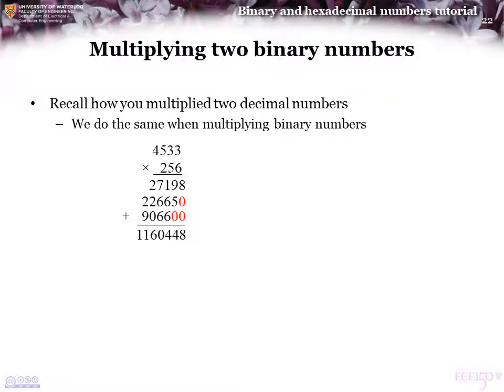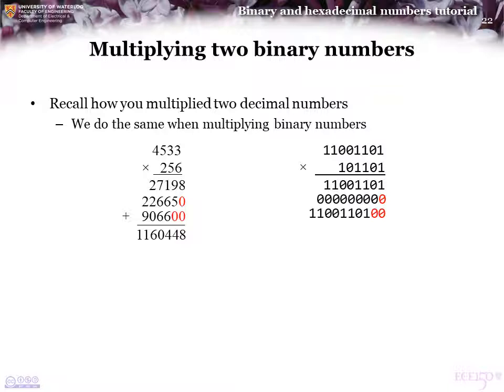Well, oddly enough, we do exactly the same thing when multiplying binary numbers. Only it's much easier now because the only thing we can multiply by is 0 or 1. So here are two binary numbers we'd like to multiply. Well, 1 times the first binary number is that binary number. 0 times the first binary number is just 0, but we're just going to draw that one extra 0 there to emphasize that.